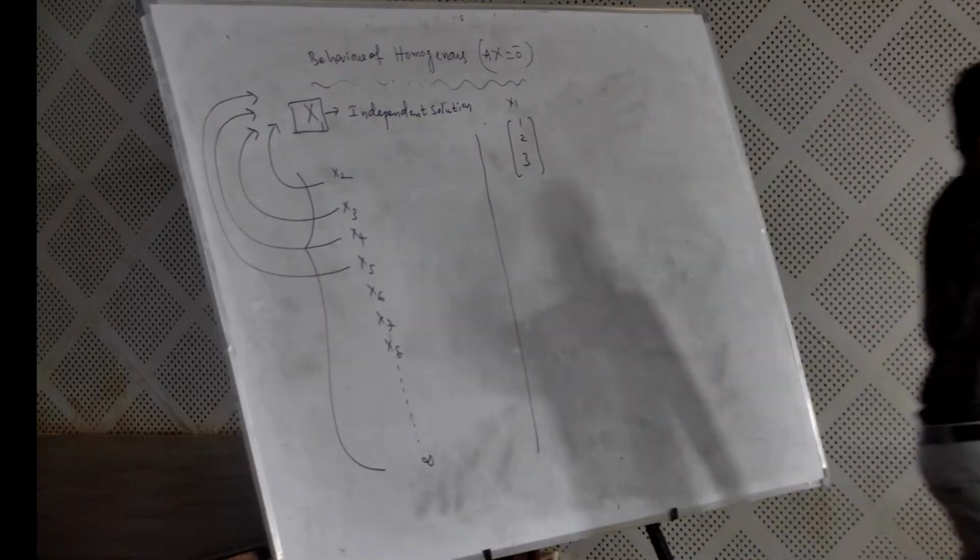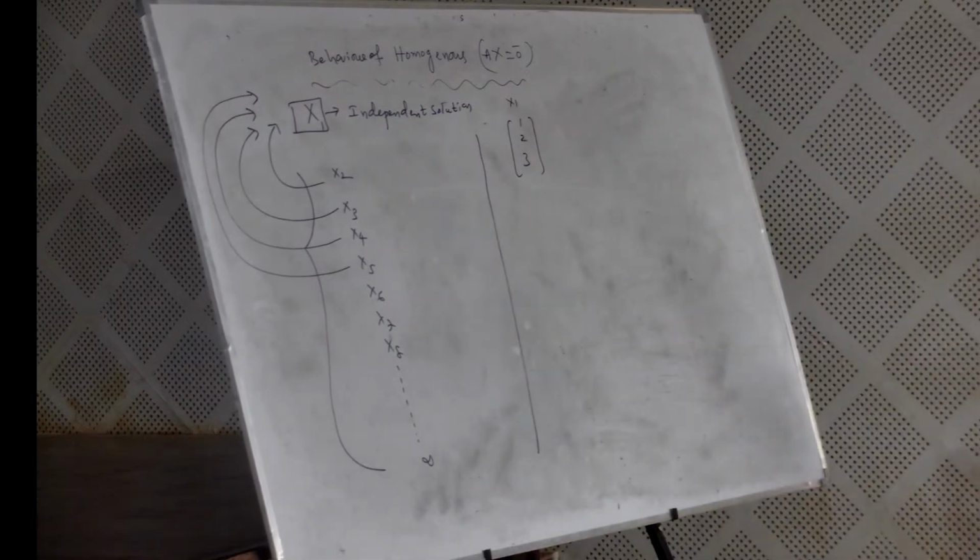The system contains infinite number of solutions. The first solution is 1, 2, 3: x1, y value 2, z value 3. Good.